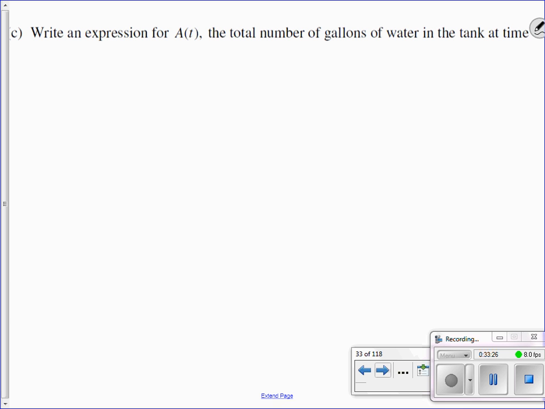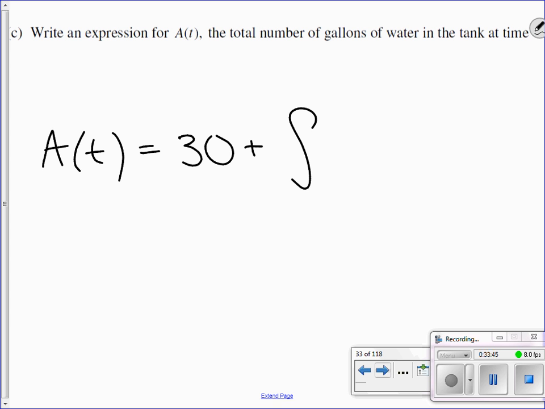This is the last part. Write an expression for A of t, the total number of gallons of water in the tank at time t. Same thing we just did before. So it was the beginning amount. No, wait a minute. 30 was just the starting amount, plus the change from 0 to t of rate in minus rate out. So 8 minus the square root of t plus 1. Write an expression. Bam. That's it. Kind of the same thing we just did, right?